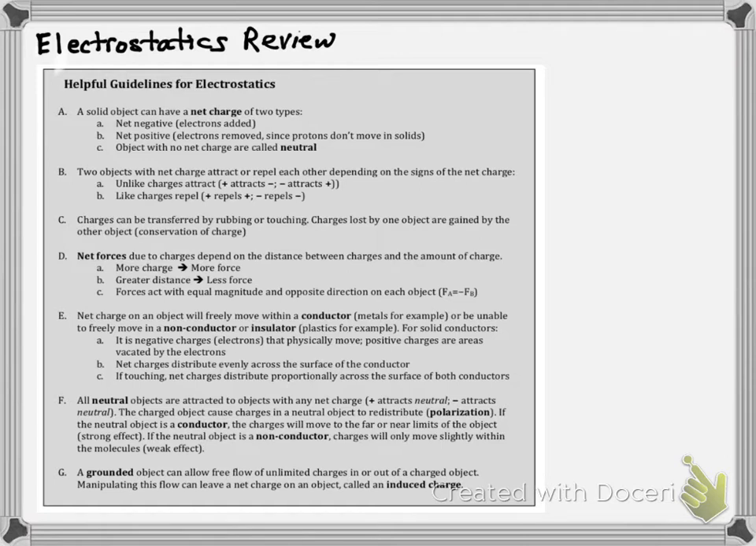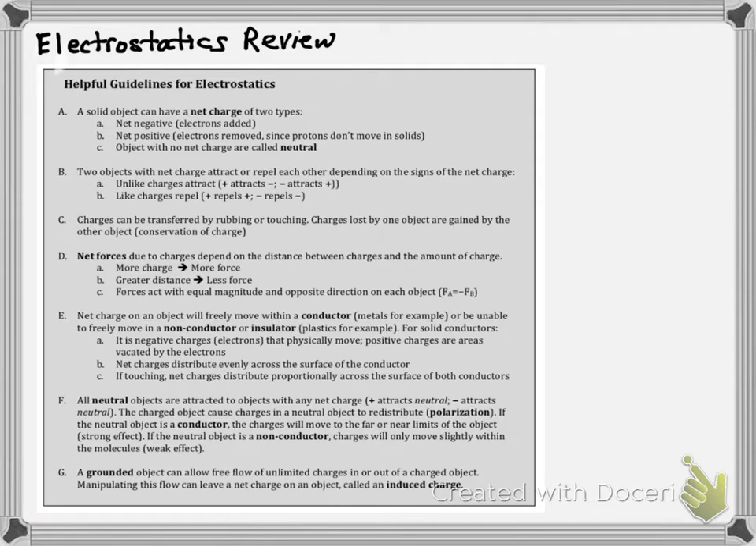If there is no net charge, then that's what we call neutral. So neutral doesn't mean there aren't any charged objects. It means that there are an equal number of positives and negatives. Two objects with net charge attract or repel. Unlike charges attract, like charges repel. Hopefully you already knew that.